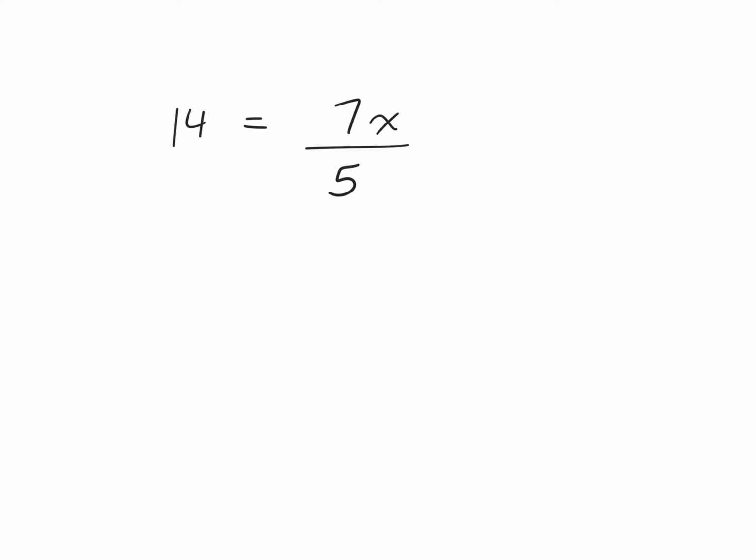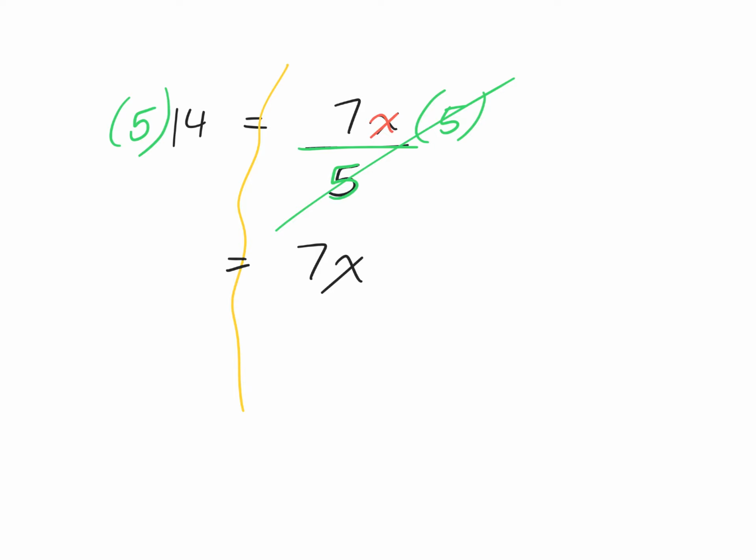Okay, so I'll read it to you. 14 equals 7 times x divided by 5. Multiply by 5, that gets rid of that. I'm still left with my 7x, but what's 5 times 14? 70. What do I need to do to get rid of 7?